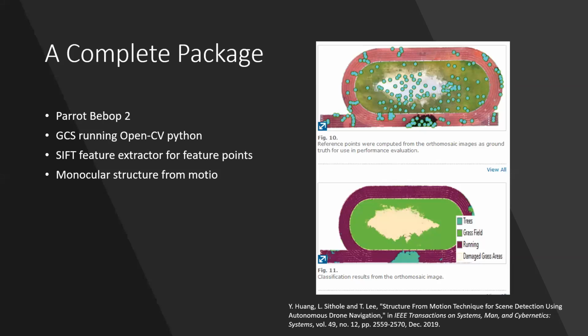And here's a complete package that somebody implemented on a Parrot Bebop 2. And they actually went ahead and offloaded it to a ground control station. I think it was a laptop running OpenCV Python because they weren't trying to localize. They used a SIFT feature extractor for these feature points you're seeing here, and were able to build this map. They also ran object localization and detection software on top of that so you could see where the tree was, or the grassy field, the damaged grass, and this running surface.